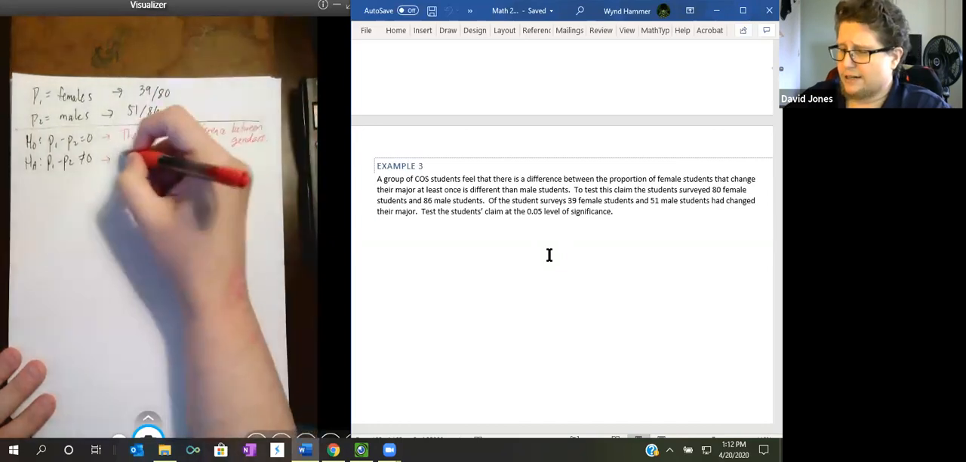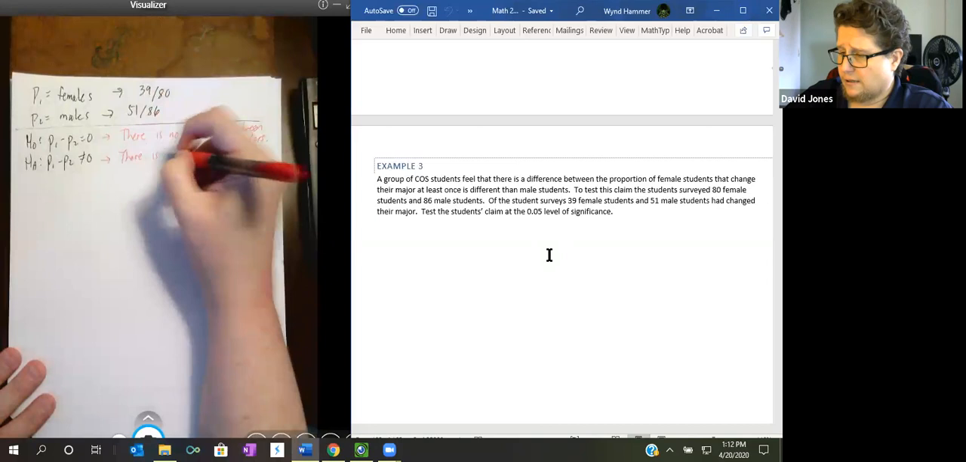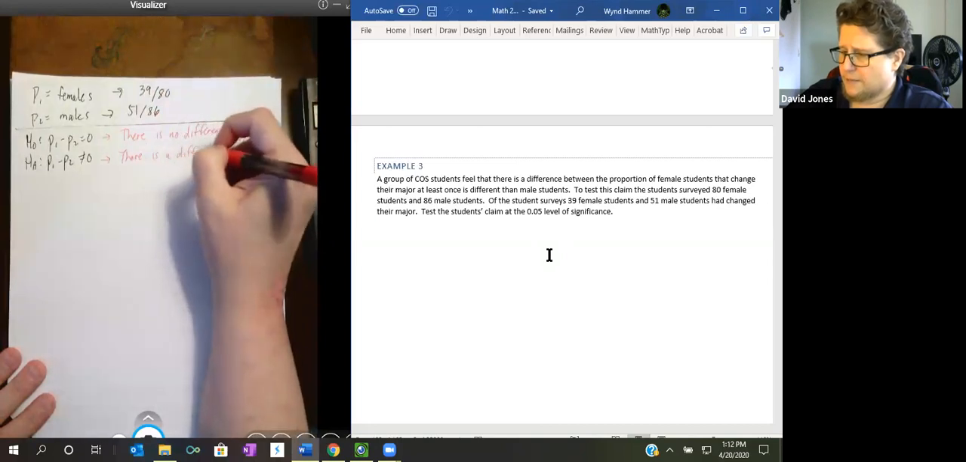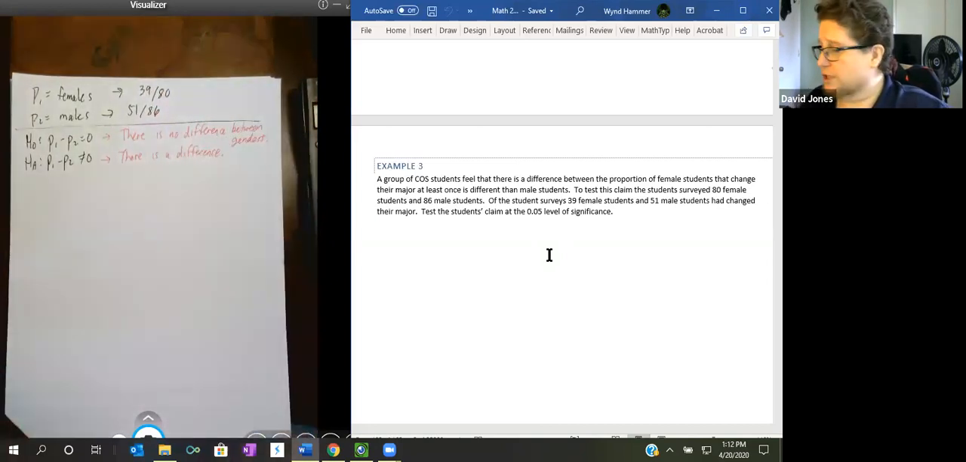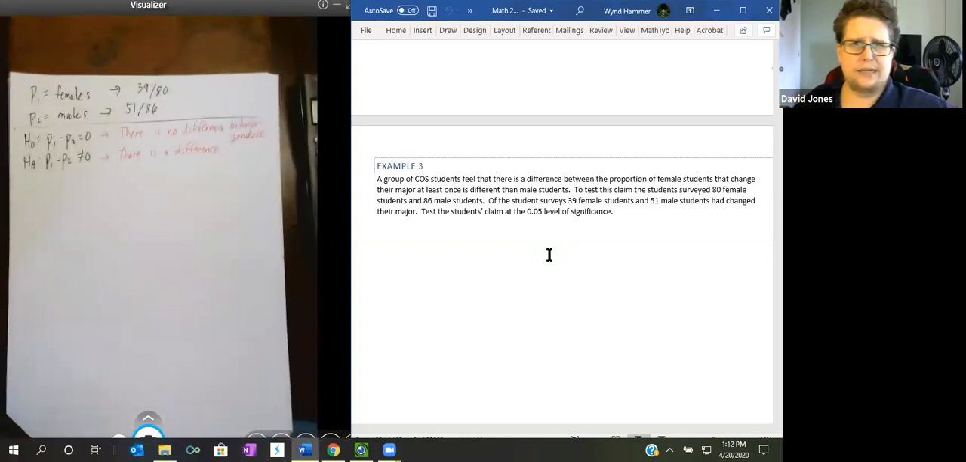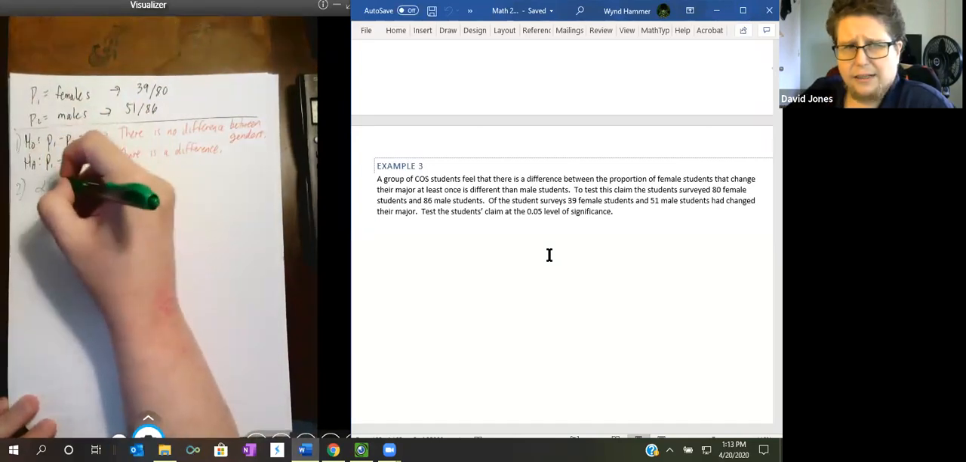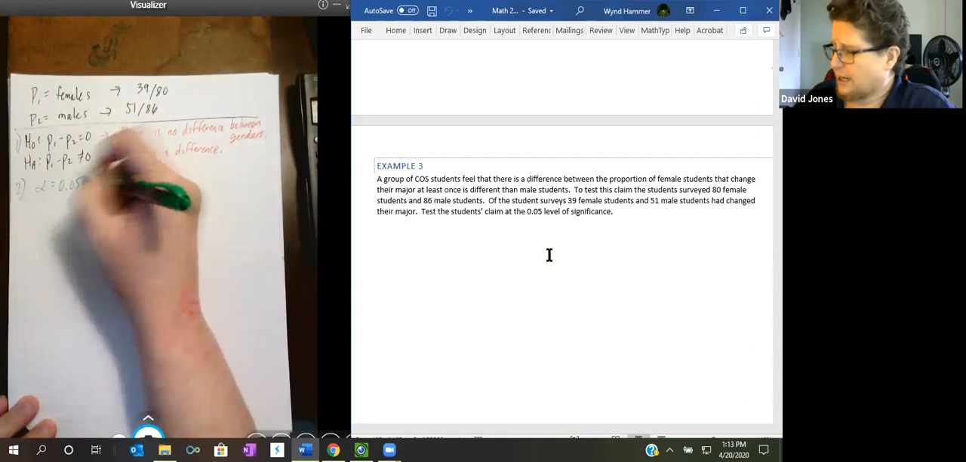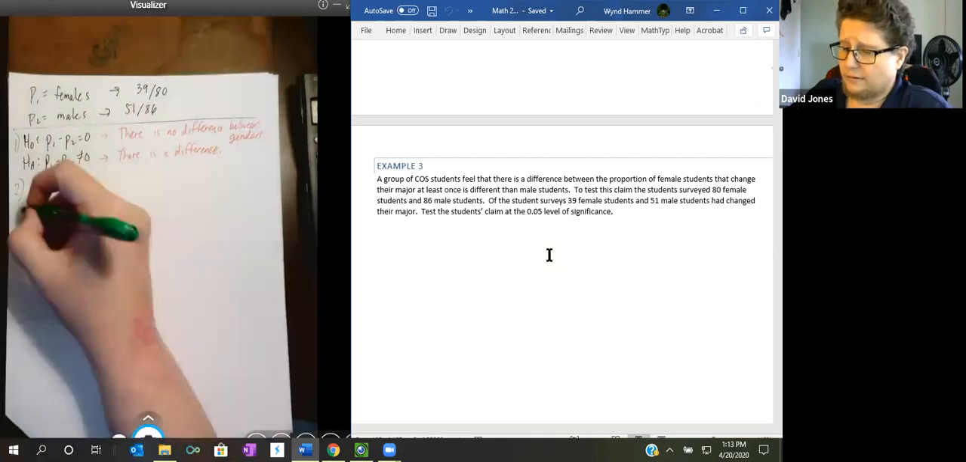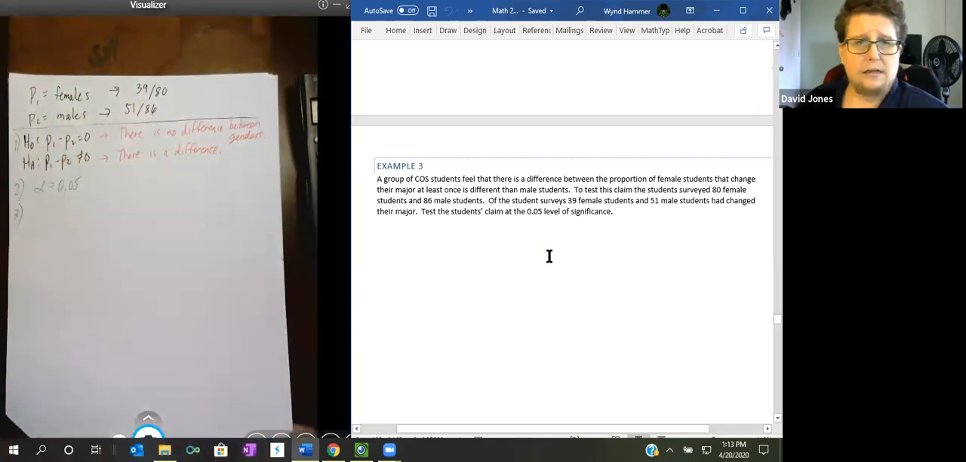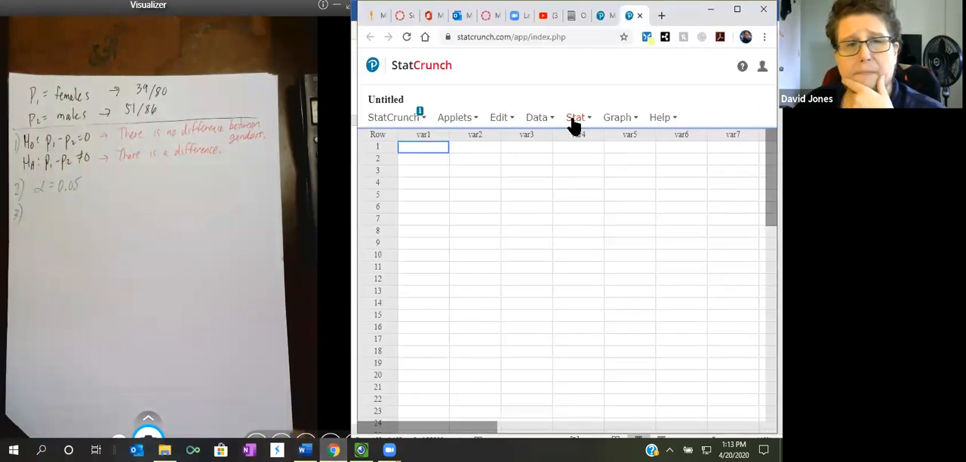And this one says there is a difference. Sometimes writing down what H naught and HA are in words can be really helpful, especially when you're getting down to the end and asking, what's my conclusion here? They gave us alpha. So this was step 1. Step 2, identify alpha, the level of significance. They tell me alpha equals 0.05. So now we go to StatCrunch, do the rest.